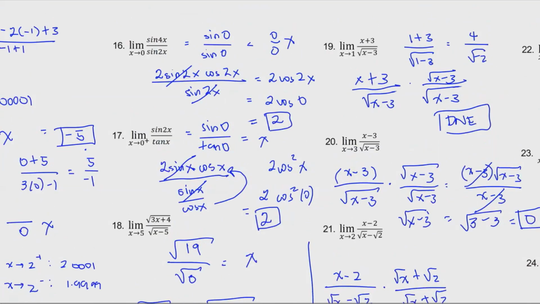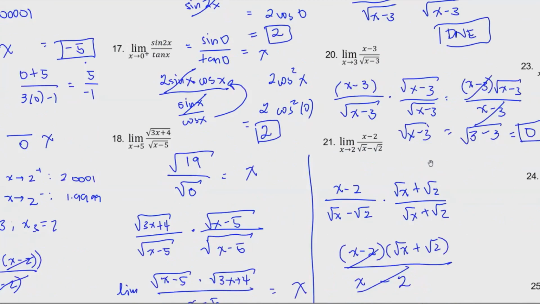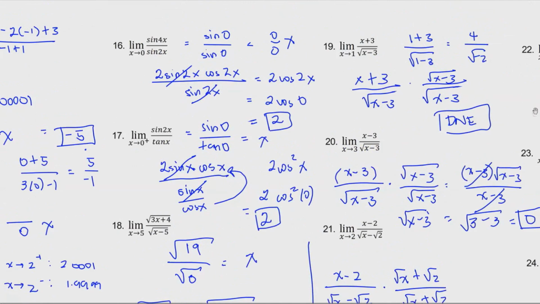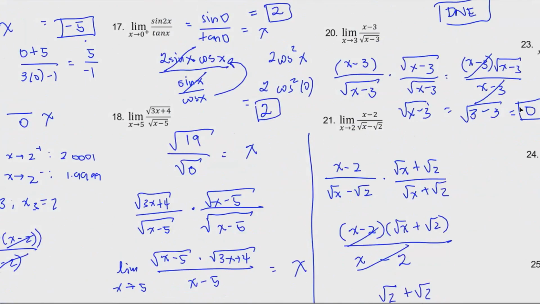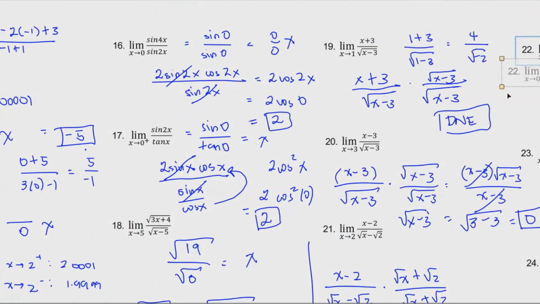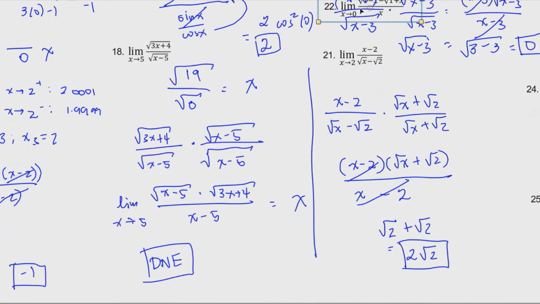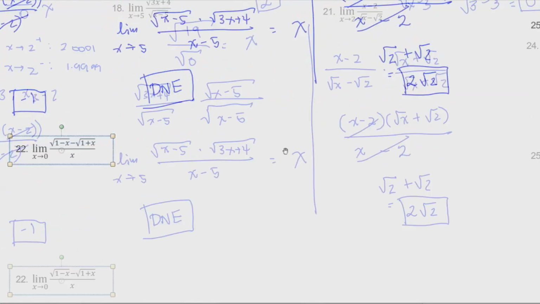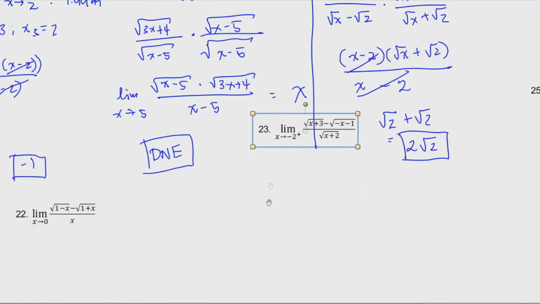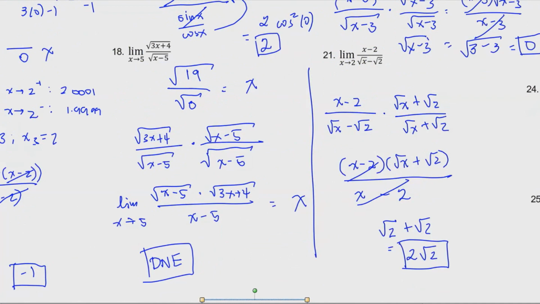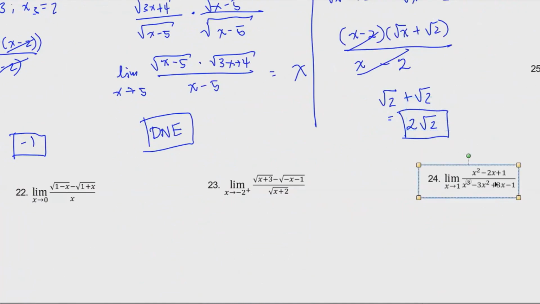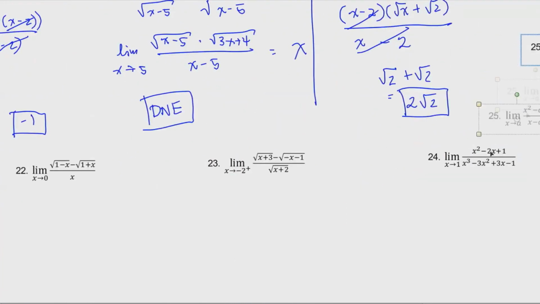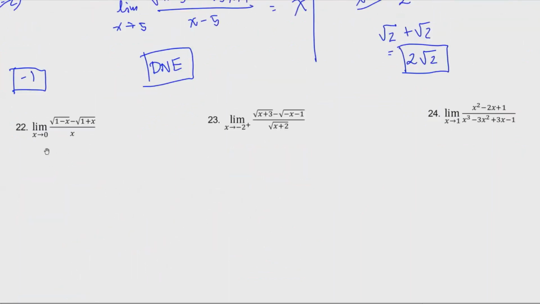Okay, so I think you can see the next numbers here. So I think I'll be moving this first. So let's just move it somewhere here. 22 and 23 here, and then 24. Okay, and then 25 is somewhere just down here. Okay, so let's proceed with number 22.